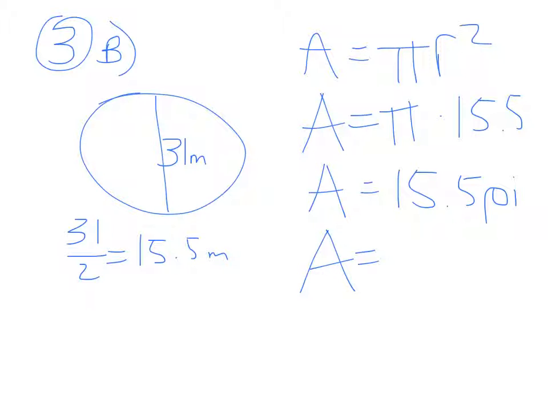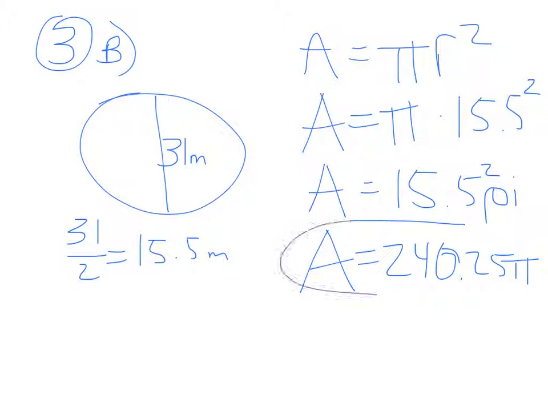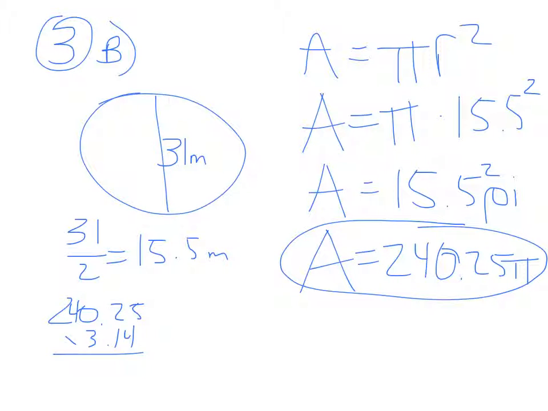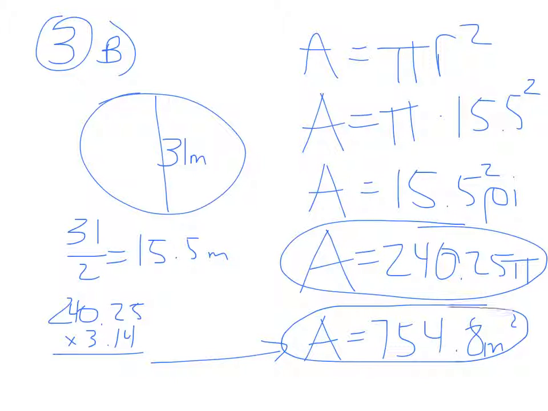Oh, I'm sorry, that would be 15.5 squared. My apologies. So 15.5 squared is 240.25 pi. So if this was Khan Academy, that would be a final answer. But in this case, we actually need to multiply those. So 240.25 times 3.14. Go ahead, use the calculator. We end up with 754.8 meters squared. And that is a rounded answer since we rounded pi.